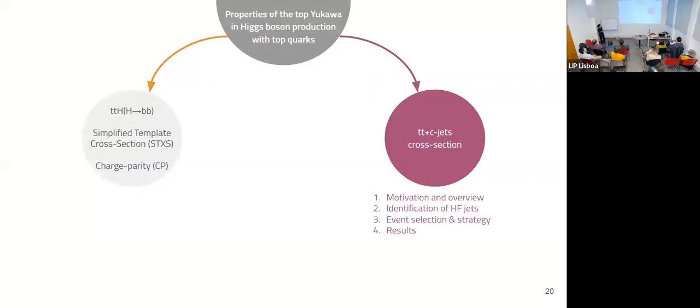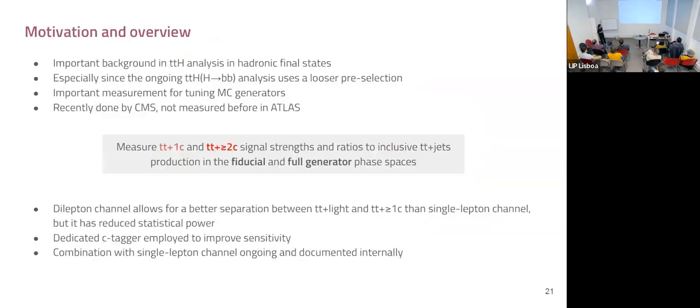I would like to now tell you about the cross-section of TT bar production with additional C-jets. As I already mentioned, this is an important background for these measurements, and it's also something that has not been measured before in ATLAS, although it has been measured by CMS. I will go through the motivation and overview. I will tell you how we identify heavy flavor jets, in particular how we separate B jets from C jets. This is an important thing in this analysis. And then event selection and the analysis strategy, and of course the results.